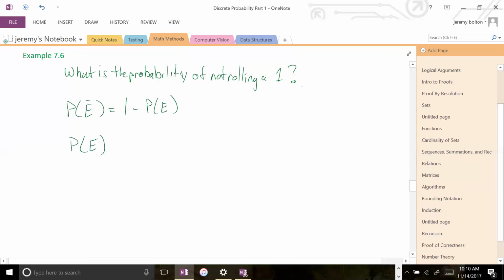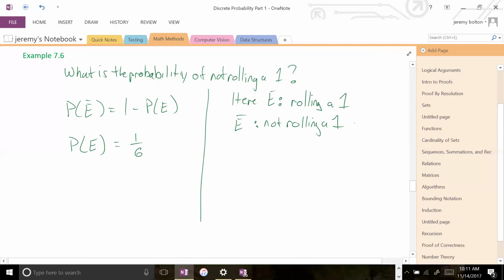And we'll say that E is rolling a one, and it was equal to 1/6. I'll explicitly note this here. E is defined to be rolling a one, and not E is not rolling a one. Right, thus we have P of not E equal to 1 minus 1/6 or 5/6.